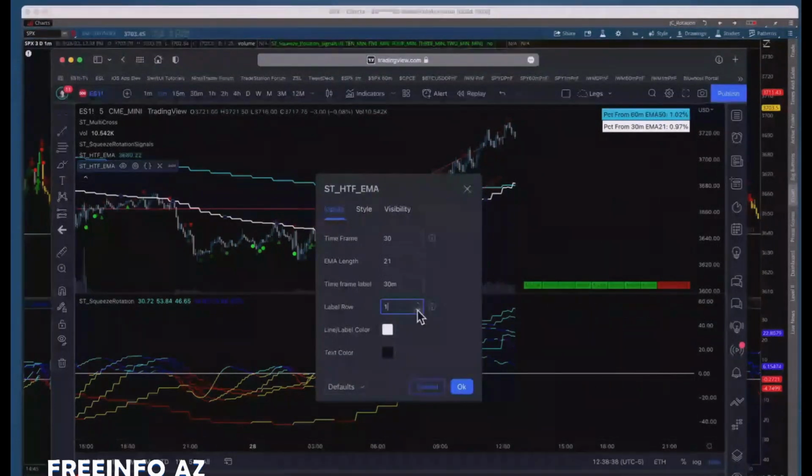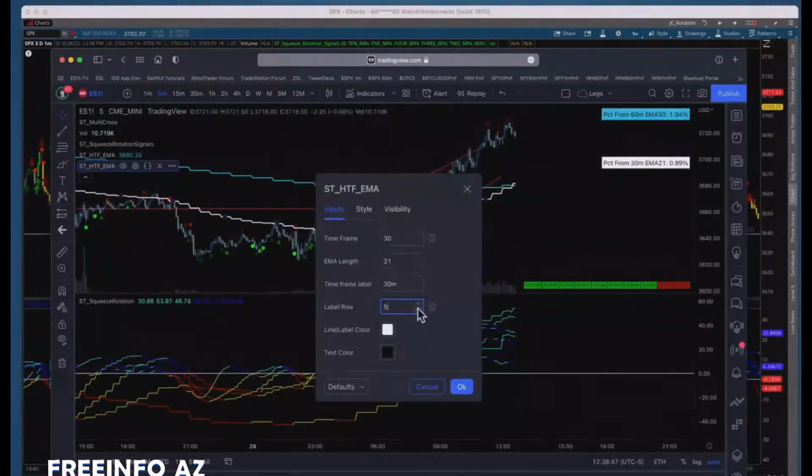Notice if they're both set to 1, then they paint on top of each other. But I put the option in there to be able to put up to 5 of these things in here so that you could move them around. If you don't have the indicator on your chart, then obviously you won't see the label.